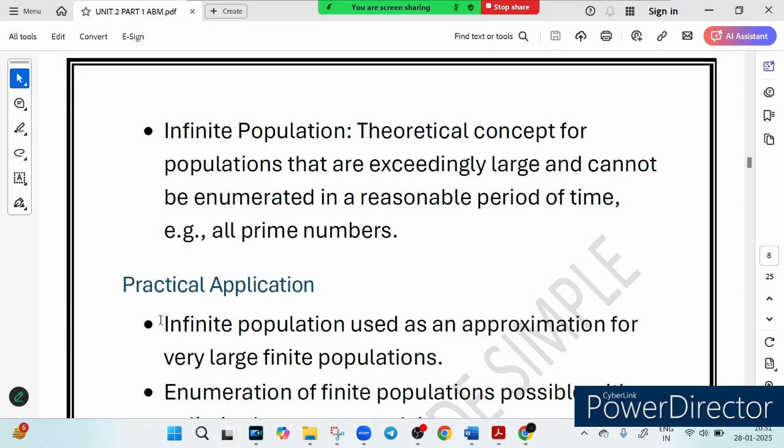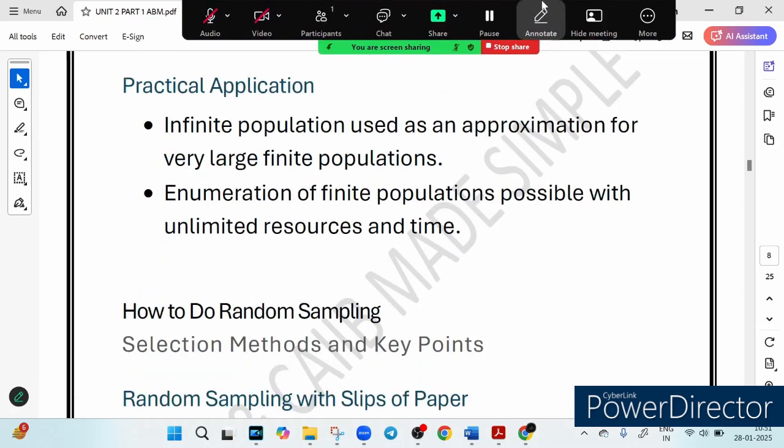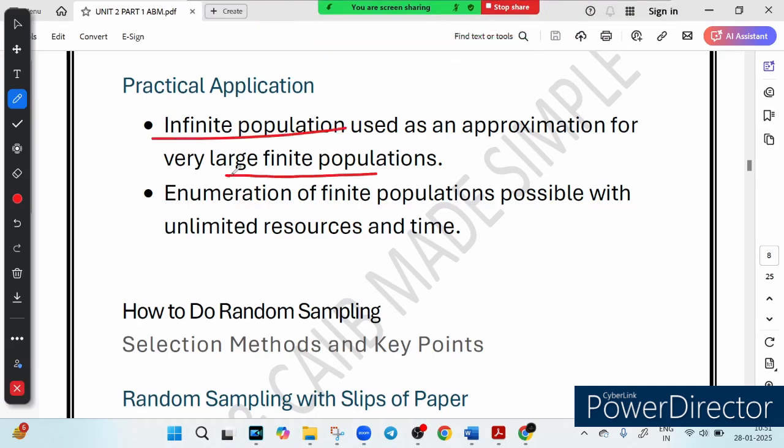Now in real life we treat a very large population as infinite because counting every single member can be time consuming and expensive also. So what we do in real life is that we treat a very large population as infinite. So infinite population is used for very large populations, right? However, if we have unlimited time and resources, we could enumerate even a finite population, right? So enumeration of a finite population is possible with unlimited resources and time.